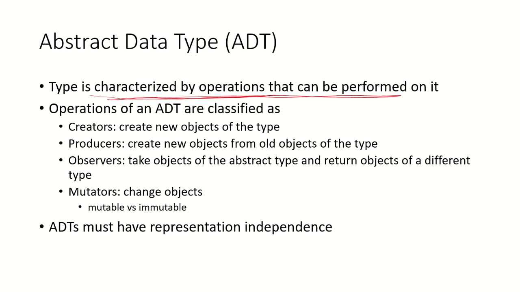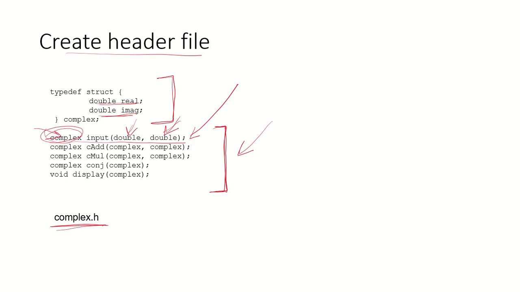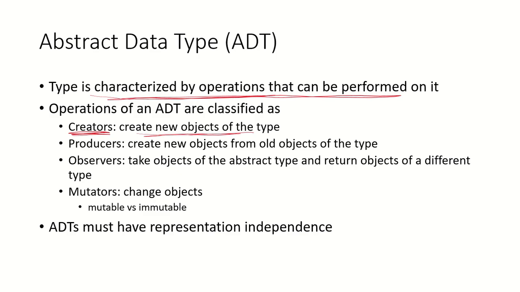The operations of an ADT can be classified into different types. One type is creators. Creators will create new objects of the type. Like we took an example, the first operation over here takes some parameters and creates an ADT of that type. So when we take an example like complex input and take some variables, this will create a new object of type complex.